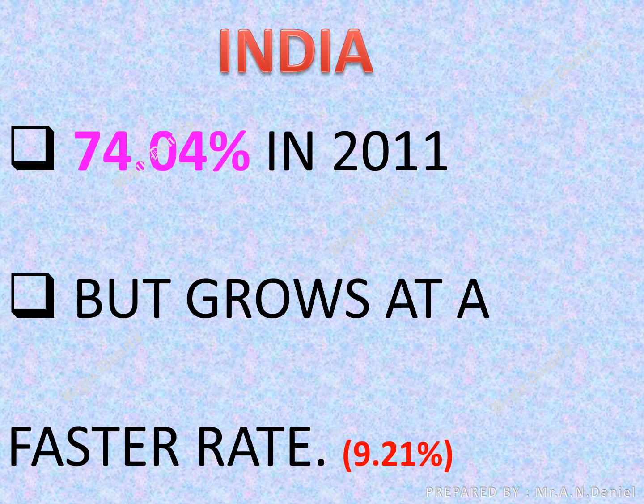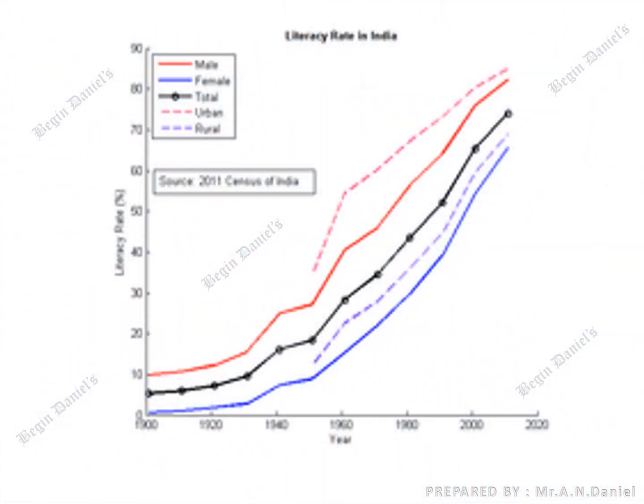But now the literacy rate in India grows at a faster rate. That means 9.21% per annum. The percentage of literacy rate is increasing rapidly. So if you take the percentage in a decade, it has increased 9.21% compared to the previous census taken in the year 2001. Look at the map that shows the literacy rate in India.